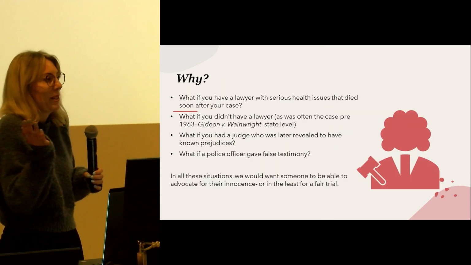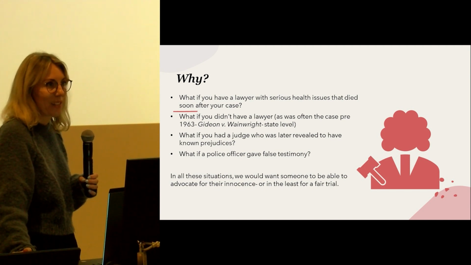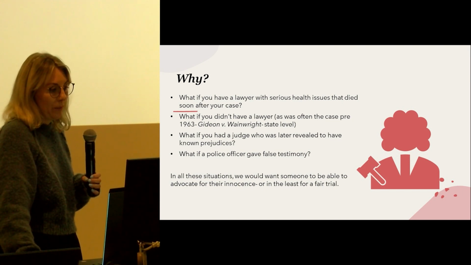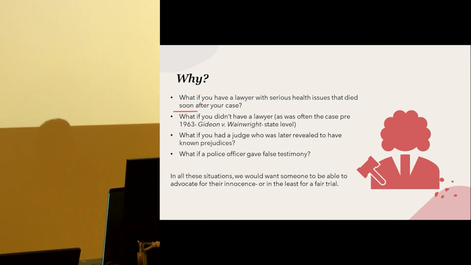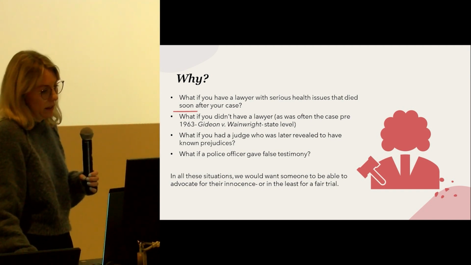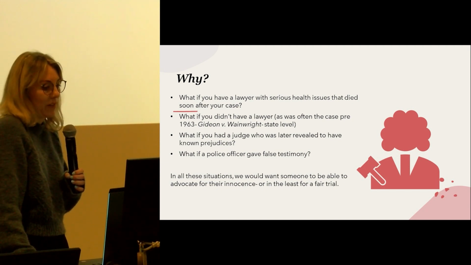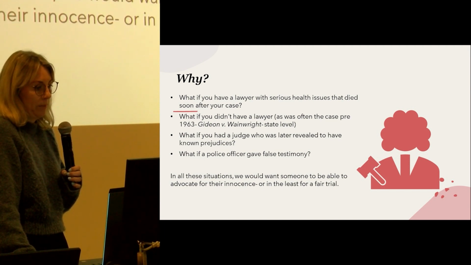And why is this? I'm just going to throw out a couple of examples. These have all happened before. What if you had a lawyer with a serious health issue who died soon after your case? If anyone listened to the first Serial podcast, that was the premise of his appeal. What if you didn't have a lawyer? Pre-1963, people were not guaranteed to have a lawyer. If they were in a state court, they did not have a public defender if they didn't have enough money to pay for one. What if you had a judge who was later revealed to have prejudices? This happens. What if the police officer gave false testimony? There's a ton of reasons why it's really important to have the right to library services in prison and in jail.